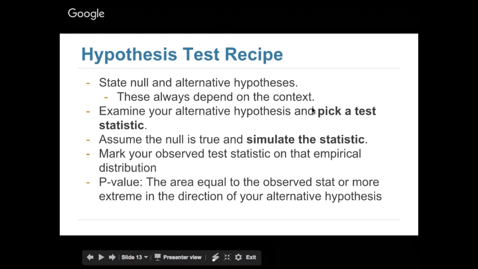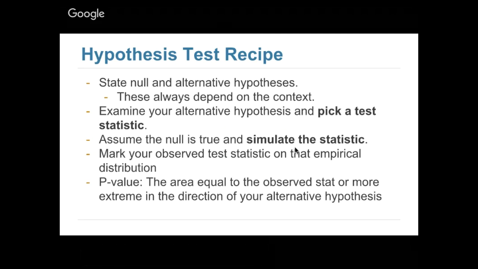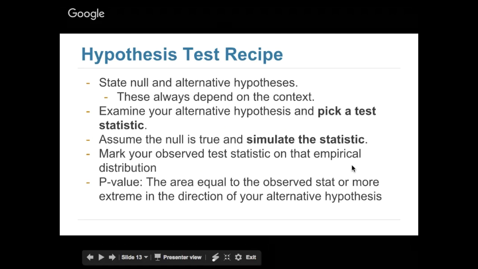Next step is to look at your alternative hypothesis and pick a test statistic. Based on your alternative, you're going to pick a test statistic that matches your alternative. We're going to be doing some practice problems on this particular one, which is why I bolded it. After that, you want to assume your null is true, and then simulate your statistic by pulling random draws, assuming that your null is true. We're going to be working on that as well.